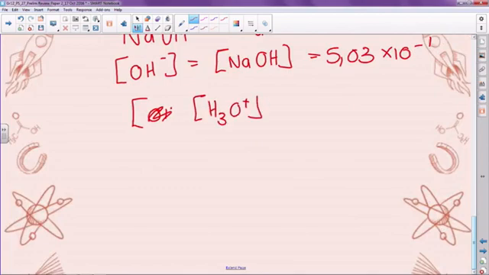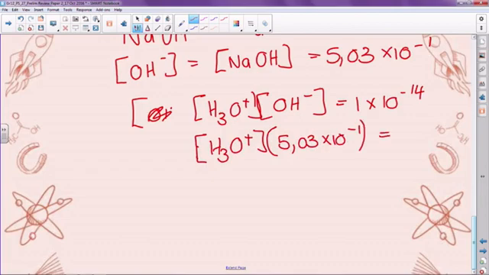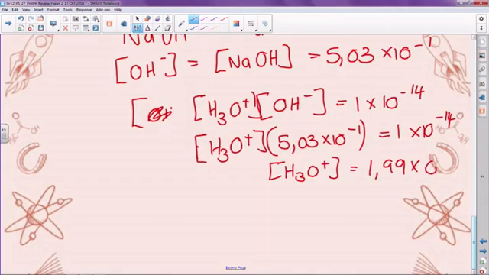H3O plus times OH minus must be 1 times 10 to the minus 14. Can you see why this was worth 8 marks? H3O plus times 5,03 times 10 to the minus 1. Okay, we now divide by 5,03 times 10 to the minus 1. That gives us an H3O plus concentration of 1,99 times 10 to the minus 14.